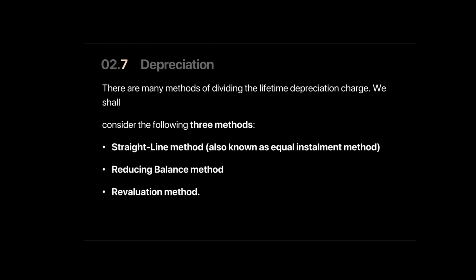All right, so in our course, we will focus on the three methods to depreciate non-current assets. One is called the straight line method, which is also called the equal installment method or the constant method. The next is the reducing balance or diminishing balance method. And finally, we'll also take a look at the revaluation method.